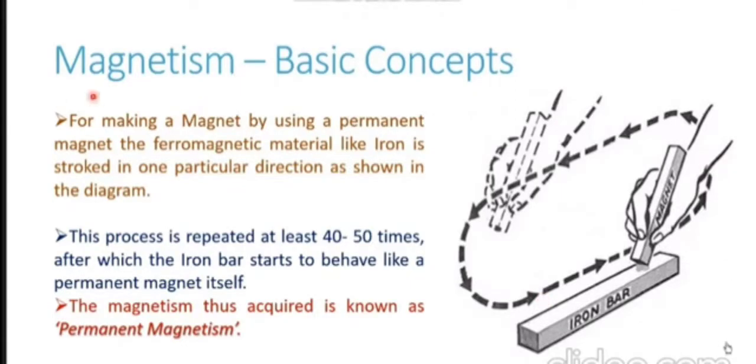So using this method, you can convert a ferromagnetic material into a magnet, and this magnetism which is acquired by the material is permanent magnetism. What do we mean by permanent magnetism? Permanent magnetism means that after this process is done, even if you remove the permanent magnet which was used to magnetize the iron bar, if you take it away, the iron bar will continue to exhibit its magnetic properties. That magnetism has been permanently acquired by the iron bar, and it is called permanent magnetism.